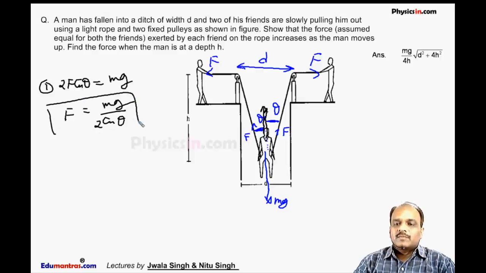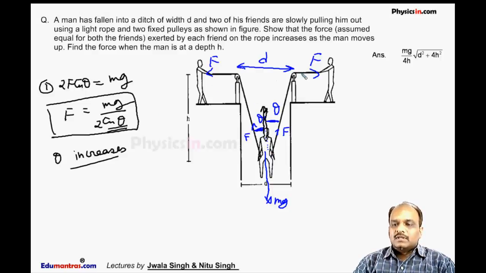This is the force exerted by these two men. As this person moves up, theta increases, and the value of cos theta decreases. So if the denominator decreases, the value of force increases. So as this person is going up, these two friends have to exert more force. So this is the first answer.